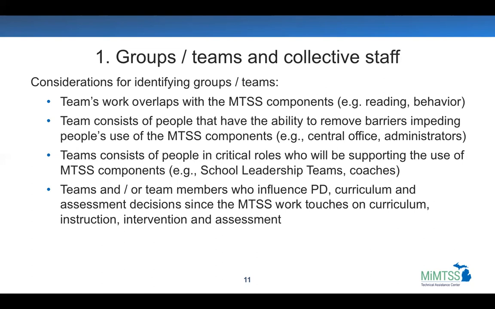Groups or teams who make decisions and support removal of barriers, such as executive leadership and administrators. Groups or teams that support MTSS implementation, such as the school leadership teams and coaches. Groups that influence curriculum, instruction, assessment, such as curriculum groups, Board of Education, and the intermediate school district. You will also want to consider to what extent communication may need to occur with all staff and the larger community, such as families, community organizations, and businesses.